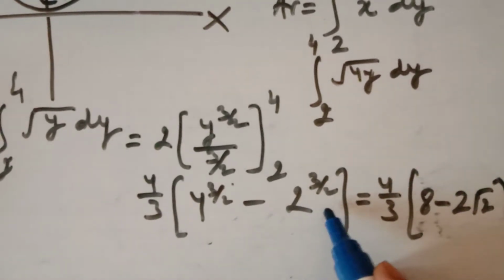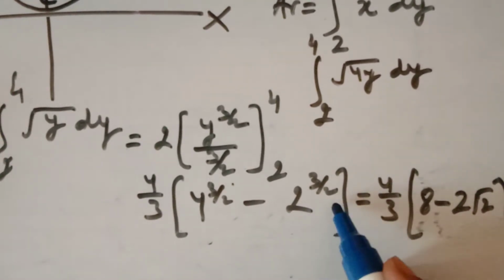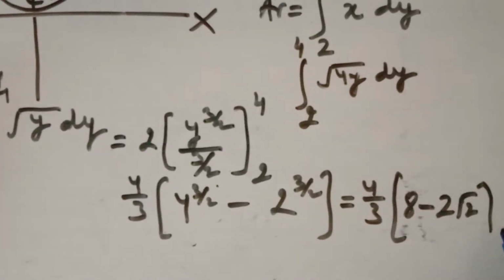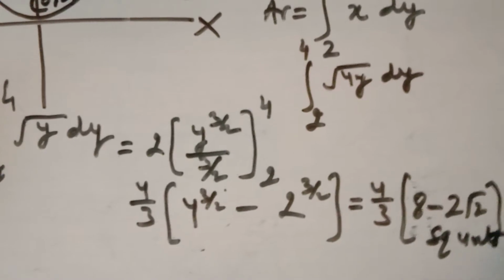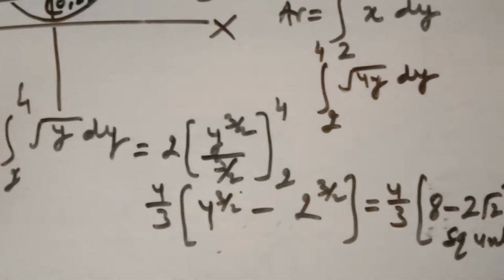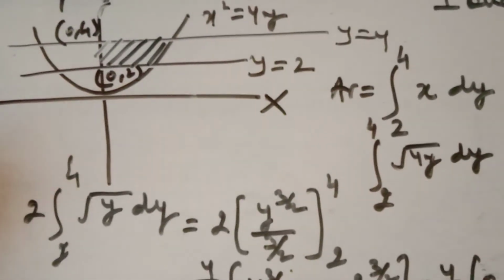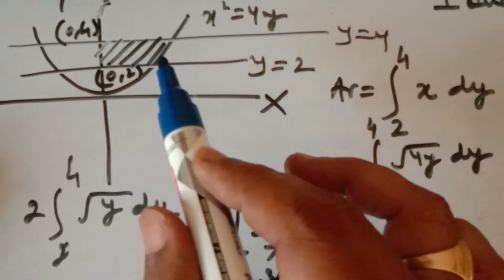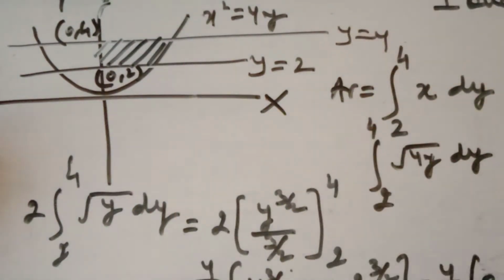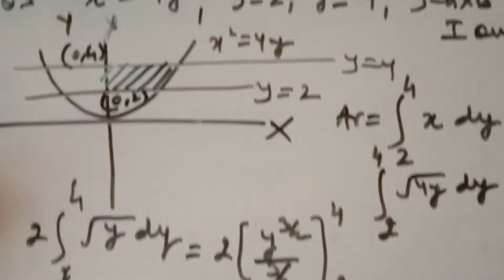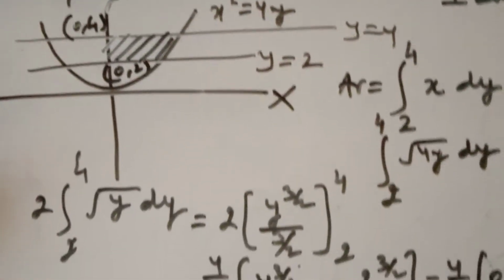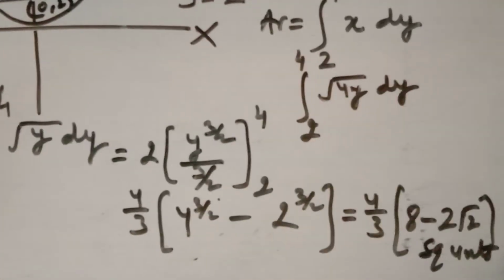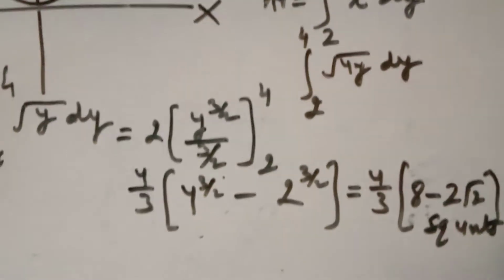2 raised to power 3 by 2 means 2 into root 2. Square units will be the area bounded by this curve between the limits from 2 to 4, touching the y-axis between these two limits and the curve, in the first quadrant. This is the method you have to use to find the area bounded by the curve. See it carefully like this. You can do it. Square unit is the area.